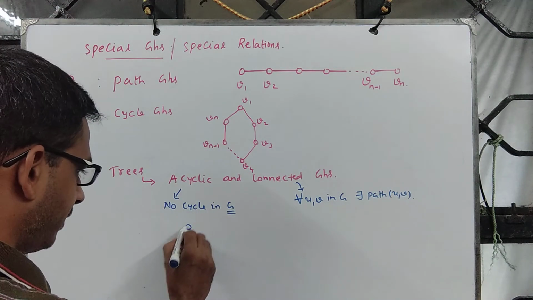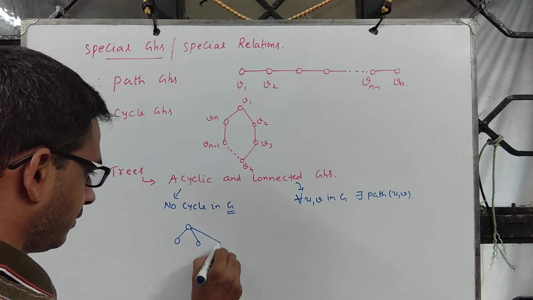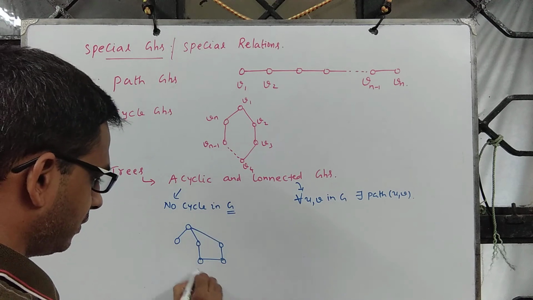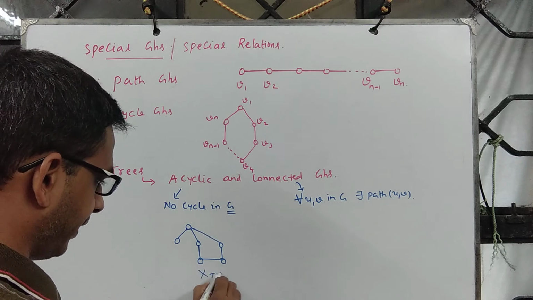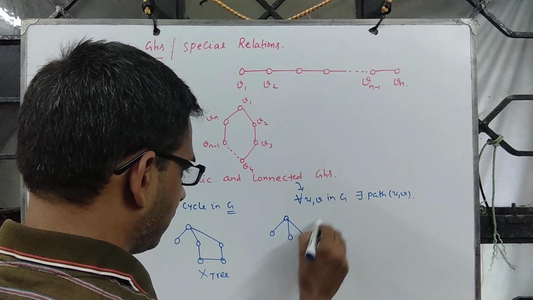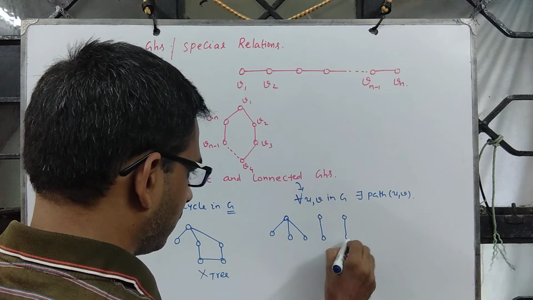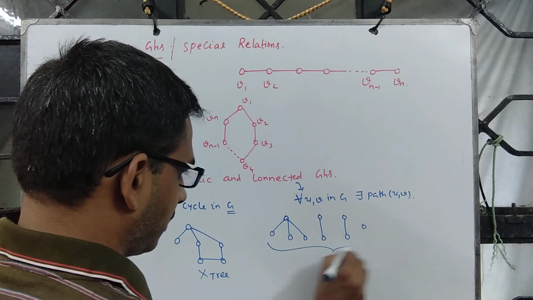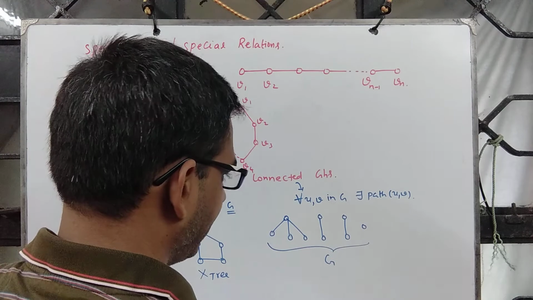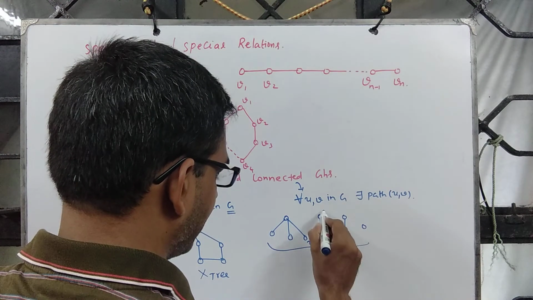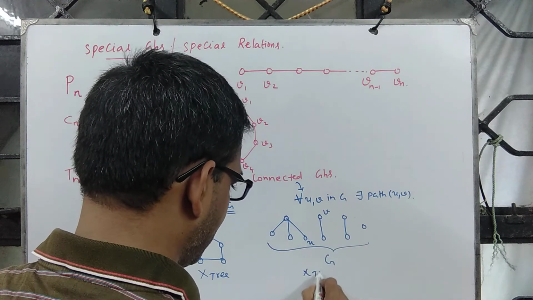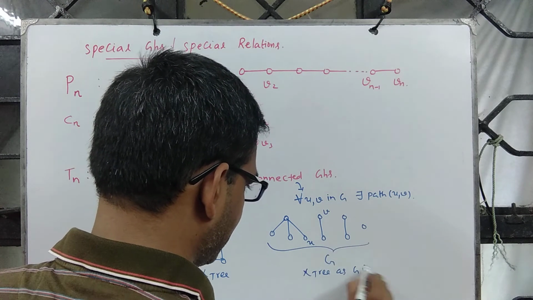Fine. If you look at this graph, this has a cycle in it, so this is not a tree. If you look at this graph, all of this form G. Now each of them is acyclic, but if you take this as U and this as V, they don't have a path. So this one is not a tree as G is disconnected.